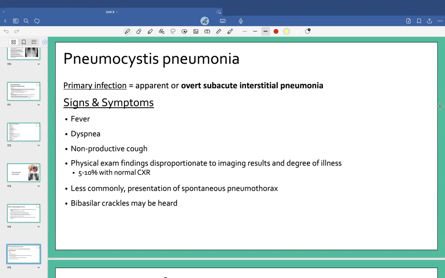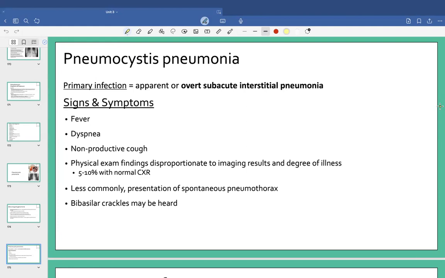The exam findings are disproportionate to imaging results and the degree of illness. 5 to 10% of patients have a normal chest X-ray. Less commonly, some might present with spontaneous pneumothorax.